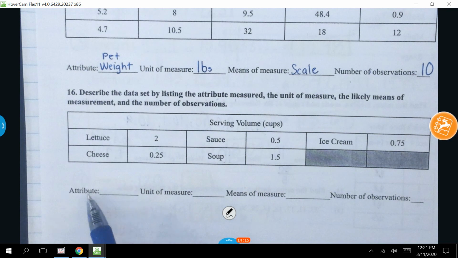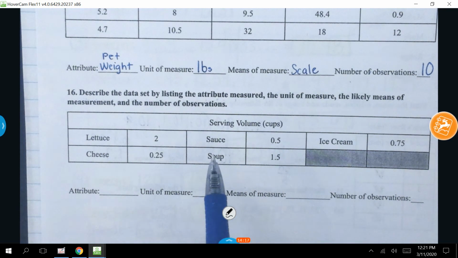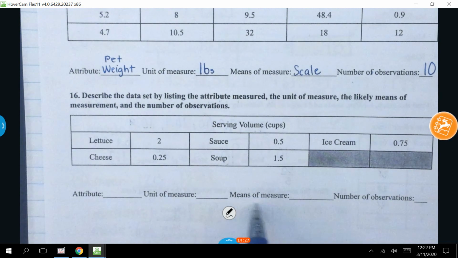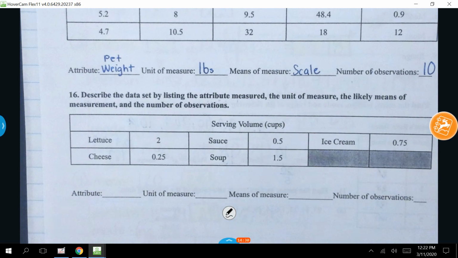So when it talks about the attribute, you're still talking about what the chart's label is. But I want you to think about that means of measure. All right? What tool in the kitchen, and you might need to ask your parents, talk to your parents about this. What will you use in the kitchen to measure cups? All right? And you're going to write that in the blank. If you need some help with that, I want you to talk to your parents. I'll send out the answers so you can check the answers online.